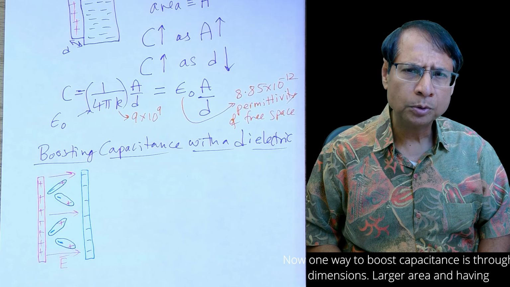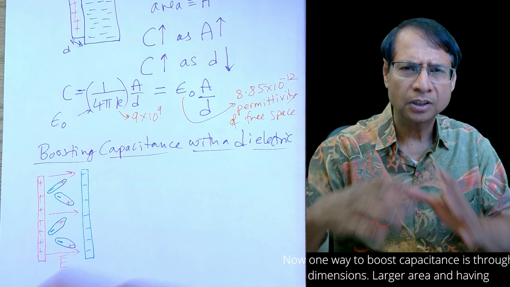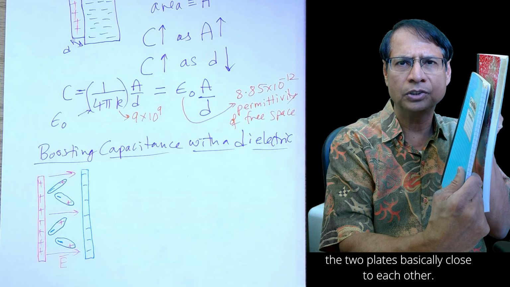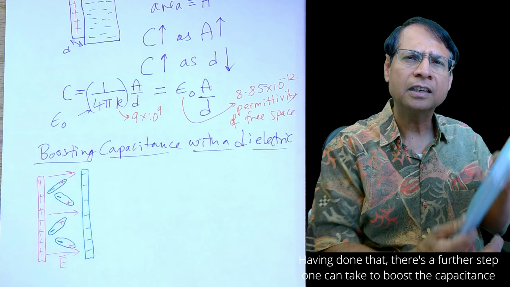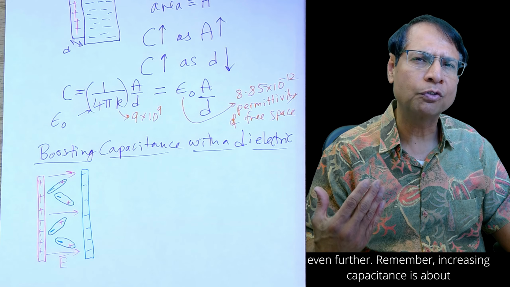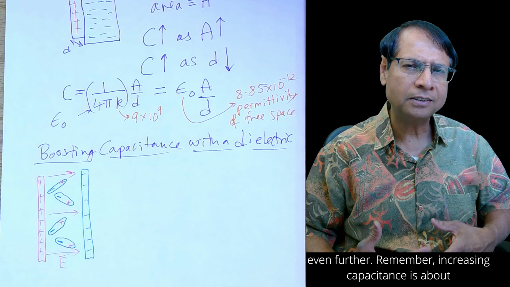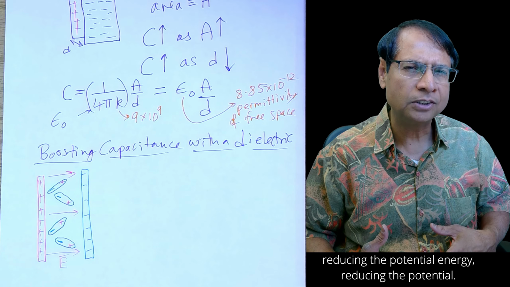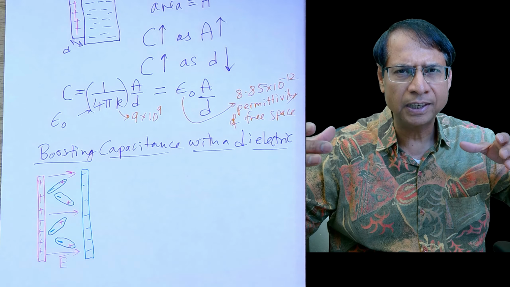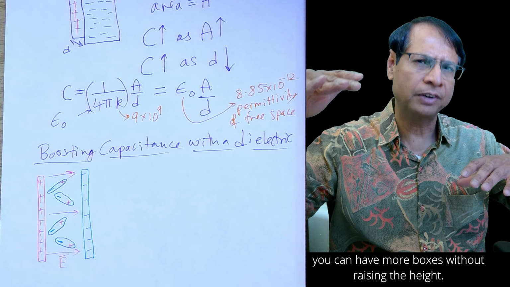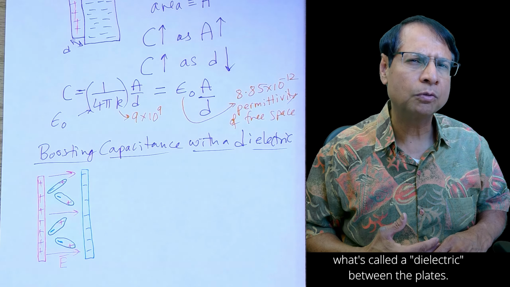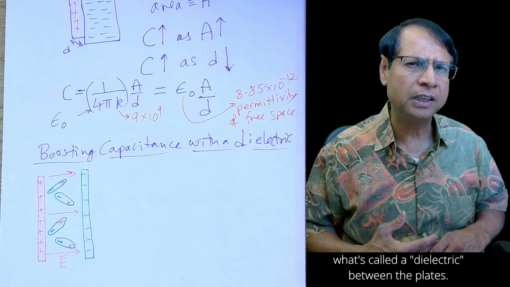Now, one way to boost capacitance is through dimensions: larger area and having the two plates close to each other. But having done that, there's a further step one can take to boost the capacitance even further. Remember, increasing capacitance is about reducing the potential energy, reducing the potential. It's like the warehouse with more real estate. You can have more boxes without raising the height. So this second thing that can be done is to put what's called a dielectric between the plates.